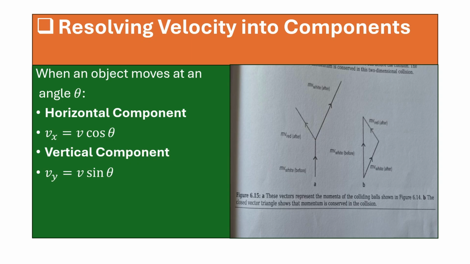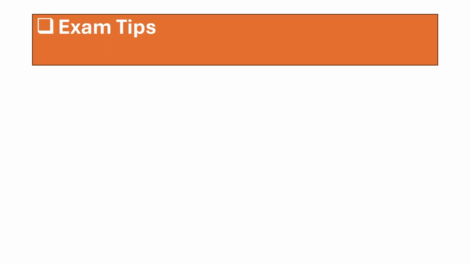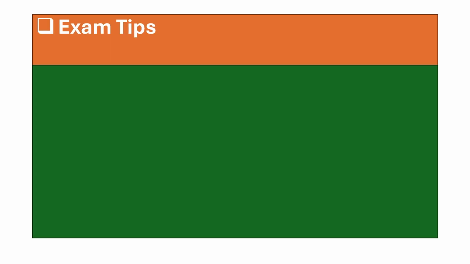Now here, if you look at the figure, these vectors represent the momentum of the colliding balls. And the closed vector triangle, if you see here, shows that the momentum is conserved in the collision. So this was just the basics, or some terms discussed related to momentum.